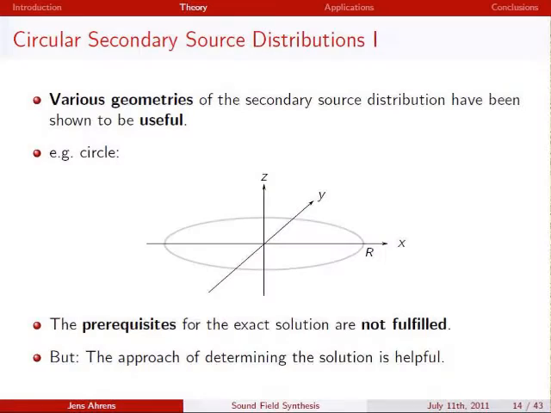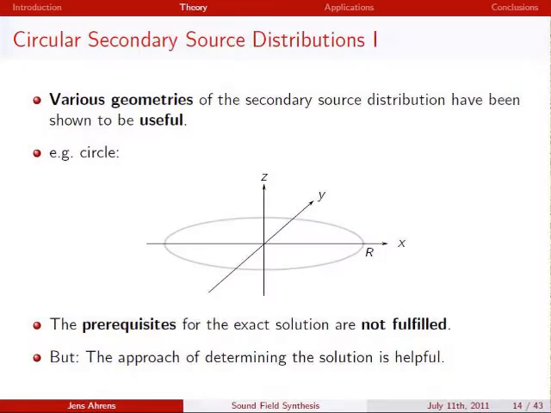In this case, it is located in the horizontal plane. Now we see already that the prerequisites for the exact solution are not fulfilled because the secondary source distribution does not enclose the target volume. So we have to expect specific limitations. But the way we found the solution for the sphere is also helpful here.